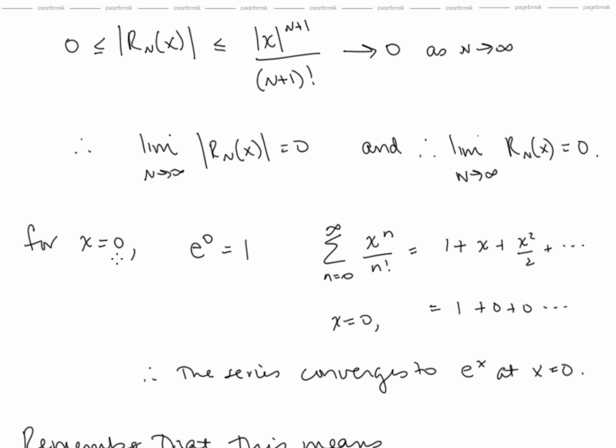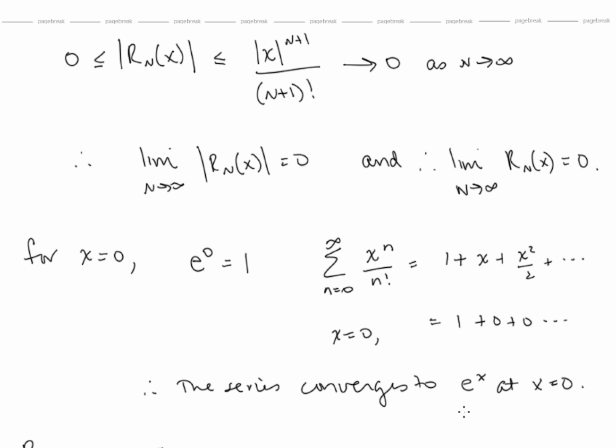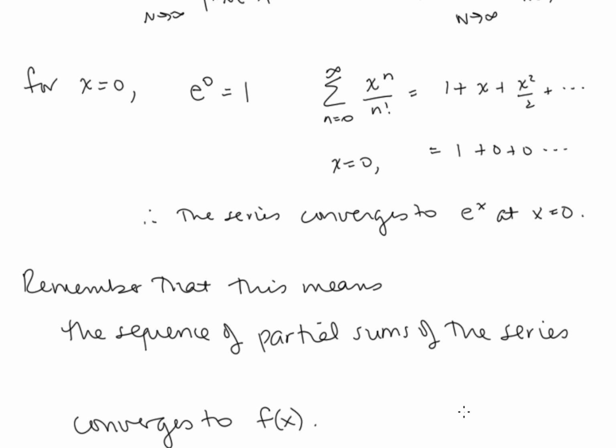For x equal to 0, since 0 is the center of the series, this power series is just equal to one term, so of course it converges there as well. And it converges to e to the 0. So now we've completely answered the question. We showed that for all x values, the Taylor series for e to the x actually converges to e to the x. Now let's take a look at this a little bit more.